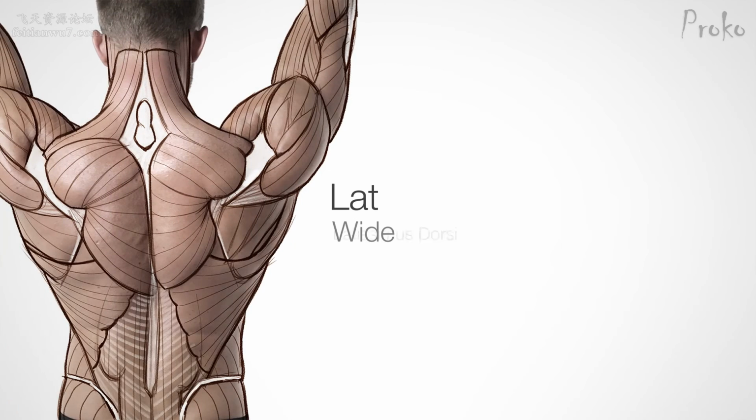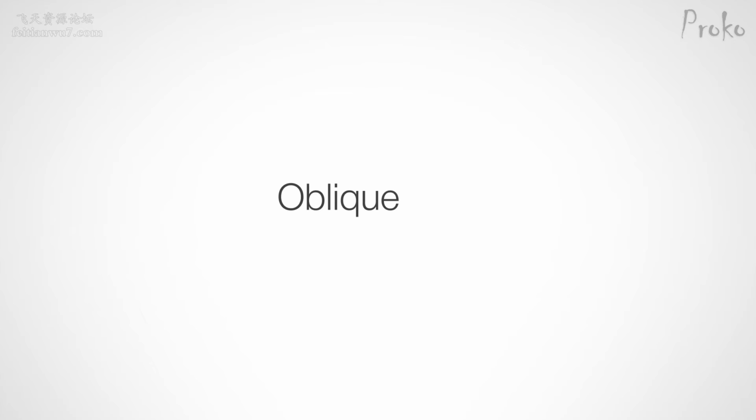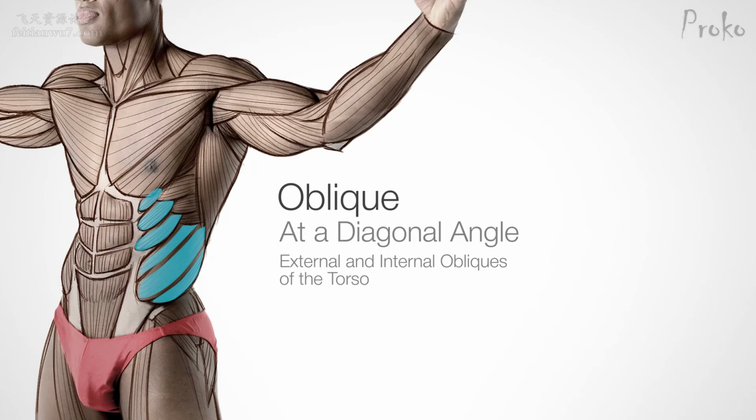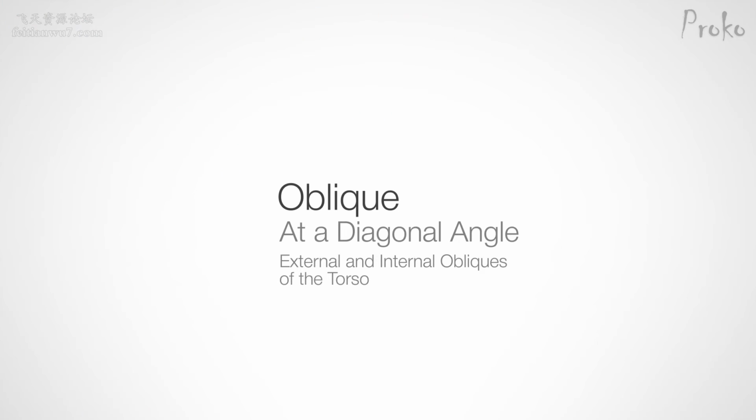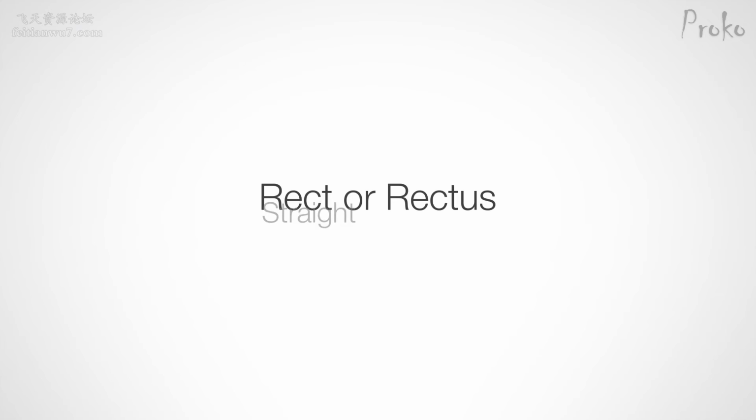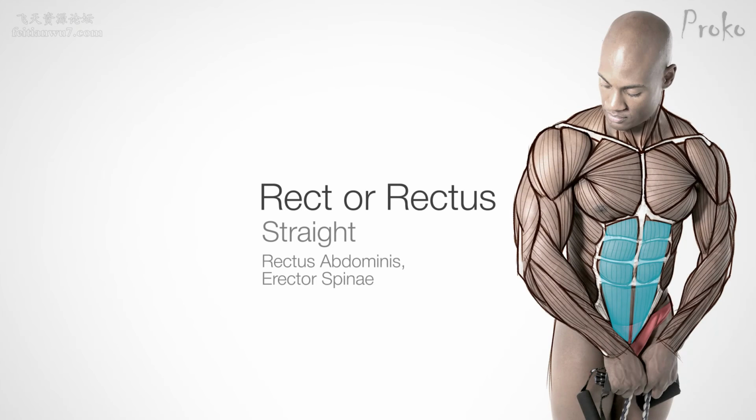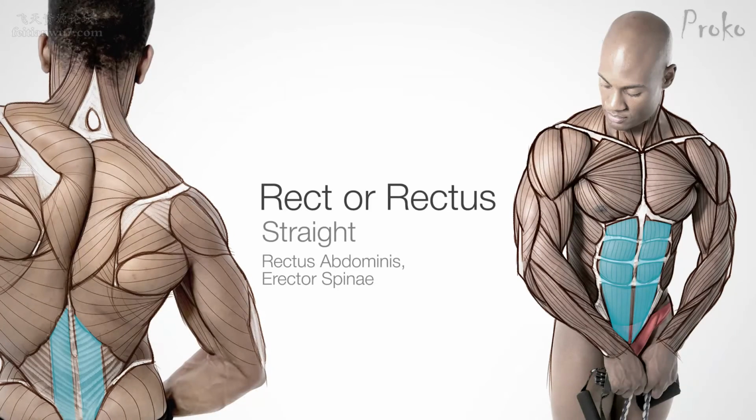The root word lat means wide, like in latissimus dorsi. Oblique would describe a muscle that is at a diagonal angle, like the external and internal obliques of the torso both run diagonally. Rect or rectus means straight, like the rectus abdominis or erector spinae group of the back, all of which help us to stand up straight.